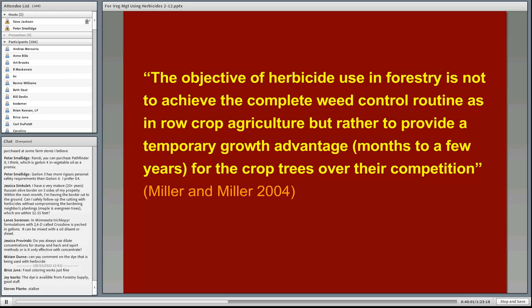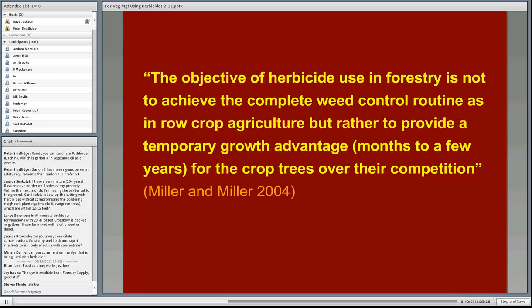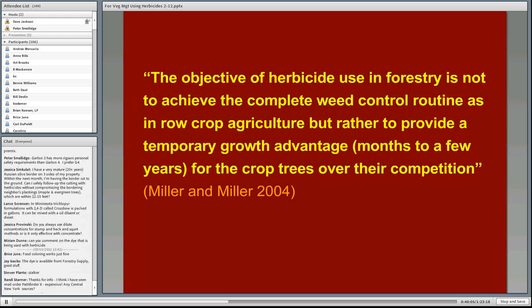Keep in mind, this is a quote I want to share with you from Miller and Miller from 2004. The objective of herbicide use in forestry is not to achieve the complete weed control routine as in row crop agriculture, but rather to provide a temporary growth advantage, months to a few years, for the crop trees over their competition. And ideally, I would say that we're going to make one application per rotation under ideal conditions.